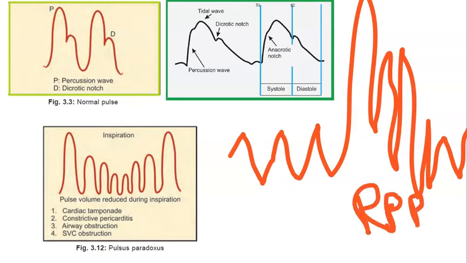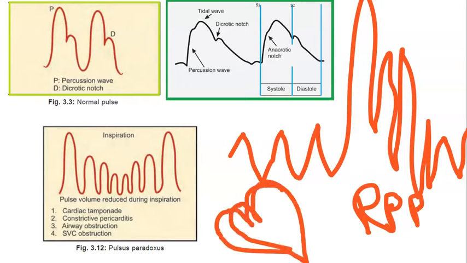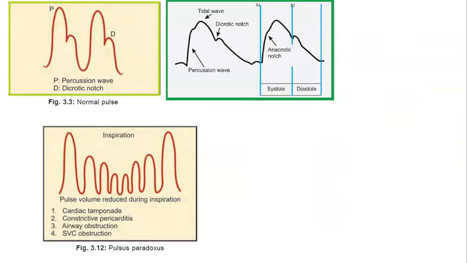When will you see this? Hypertrophic obstructive cardiomyopathy, a huge, hypertrophic heart. Then intermittent positive pressure ventilation, that is when you are giving positive pressure ventilation. Atrioventricular dissociation. So that is reverse pulsus paradoxus. When the person is inspiring, there will be a rise in the pulse volume. So in this video you have understood pulsus paradoxus and reverse pulsus paradoxus.